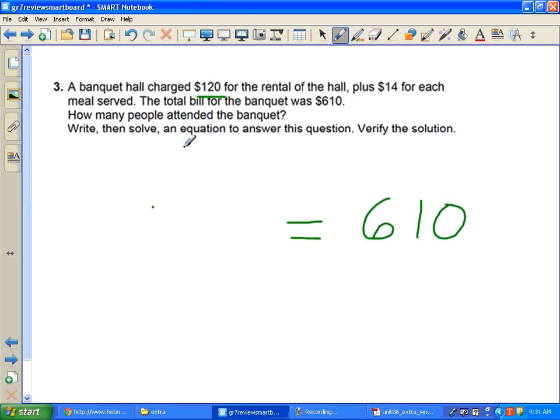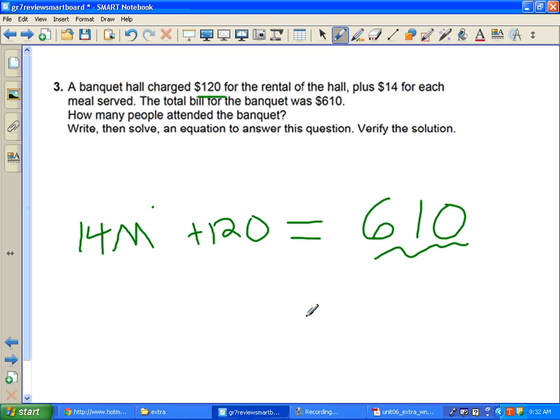Now, what is it they're going to charge you that doesn't change, or the constant? Well, we know the $14 for each meal served changes, because if there are 2 meals served, it's twice that. If it's 3 meals served, it's 3 times that. So we've got $120 that we get charged no matter what. Even if we don't serve any meals, we're still going to have to pay $120 for the rental. And of course, $14 per meal, and I'm going to put 14m. So if it was 2 meals, it would be 2 times 14. If it was 3 meals, it would be 3 times 14. So our total bill came to this much.